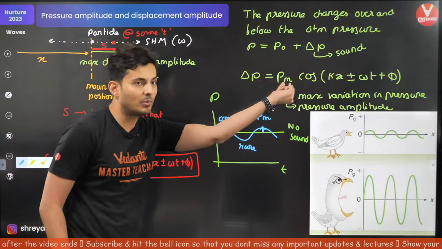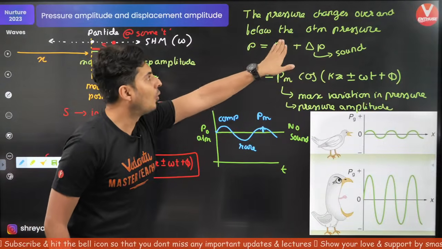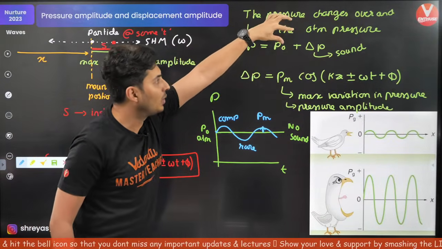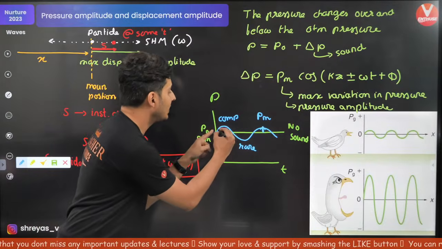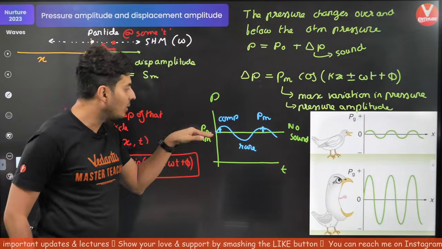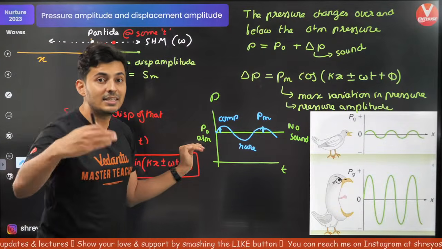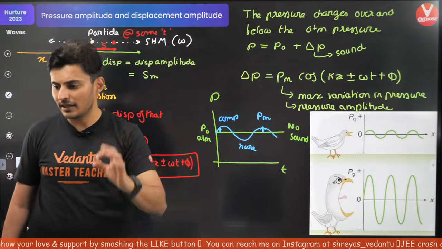This same Pm over here. Notice the pressures are changing over and below the atmospheric pressure. So this delta P is telling you the instantaneous excess pressure above the atmospheric pressure. Instantaneous value of that excess pressure. Are you guys getting it now?